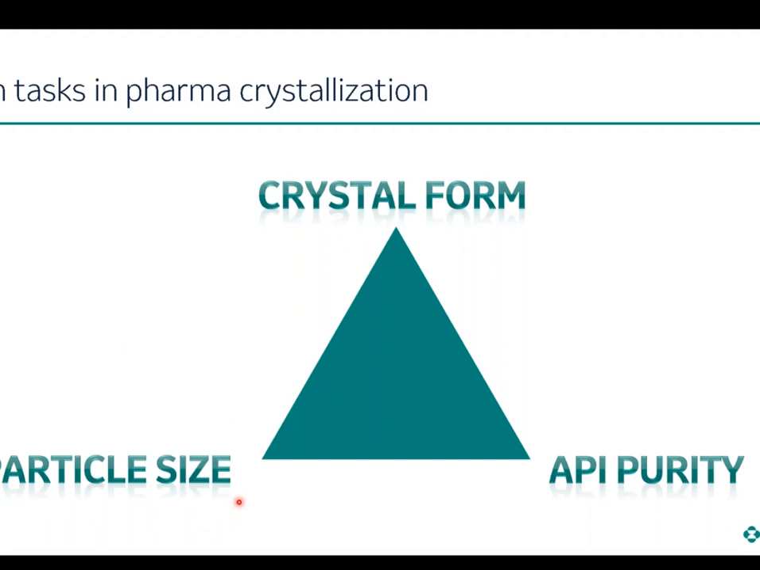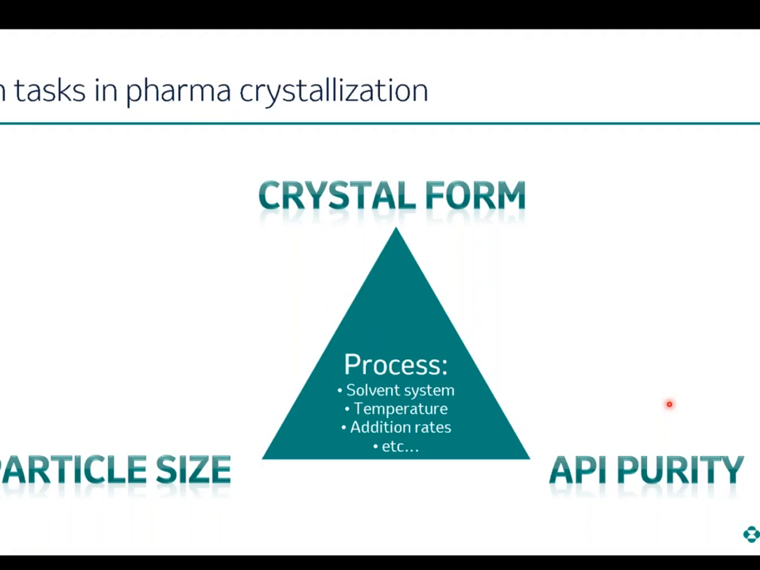Then we look at the particle size, to ensure the API has the right bioavailability for the body, such that the concentration in the bloodstream is the desired one. And finally, there's purity. The API purity needs to be there, since we want to provide API and nothing else, ideally.